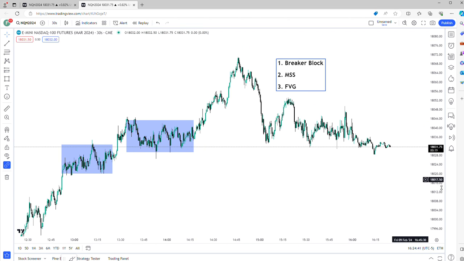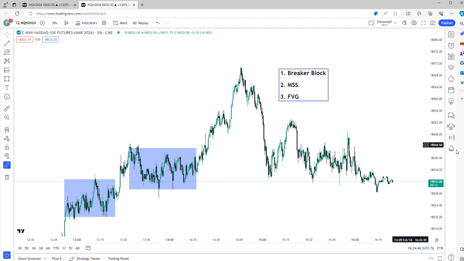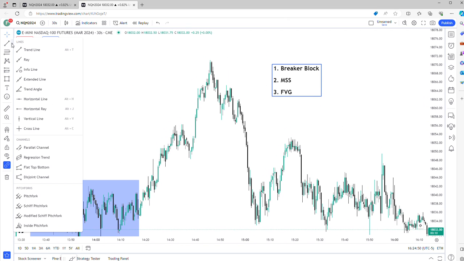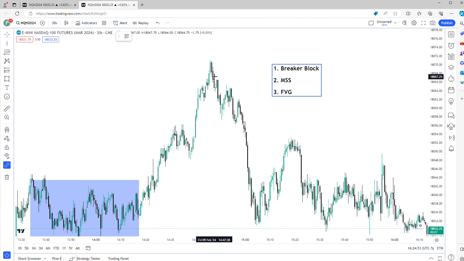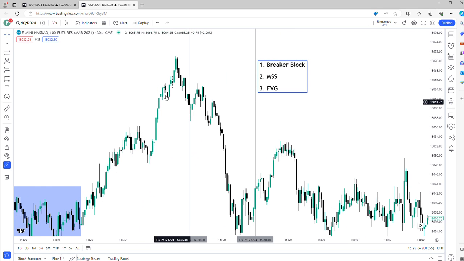So essentially, I use a mix of a few things. I use the breaker block, and I also use the fact that we're sitting in a macro, and I love my macros. There's a macro from 2:50 all the way until 3:10. So I'm going to mark that out just in time so you guys can see. There's the macro between these two gray lines. Now, have a look at this. These two down close candles, and I'm going to draw this out for you guys. Let me make this text a little bit smaller.